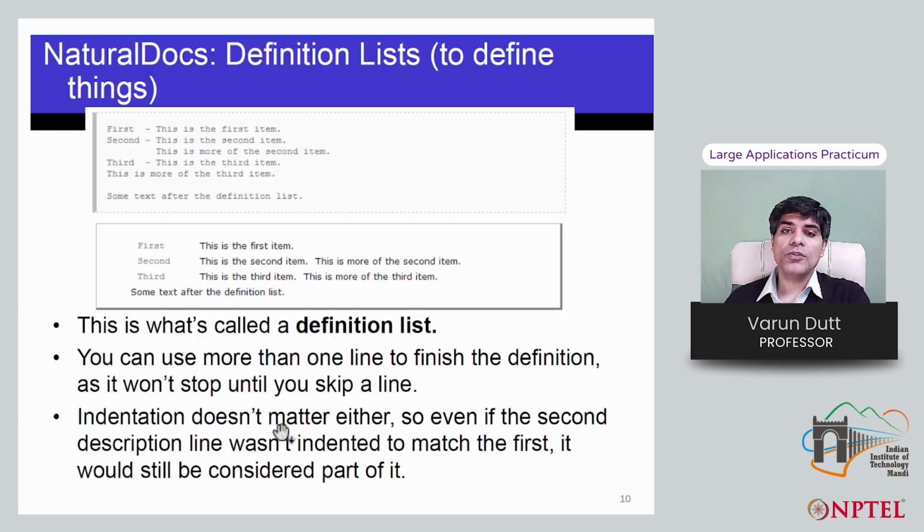So now we also have definition list. We have already seen this: first dash, this is the first item, second, and this is the second line, but it will appear as part of the first line itself. So this is how you can create a list, and if you do this, this is how it will appear. And this is also called the definition list, as you can use more than one line to finish the definition. It won't stop until you skip a line, and indentation doesn't matter either. So even if the second description line wasn't indented to match the first, it would still be considered part of it.